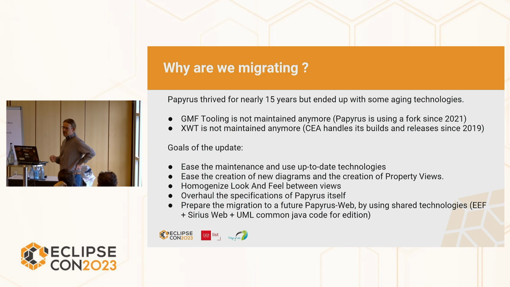We use this work to overhaul the specification of Papyrus itself, and we will prepare a migration for a future Papyrus web using shared technologies like EEF and Sirius web, with a common code to edit the UML properties. This last bullet comes after the start of the initialization of the migration.